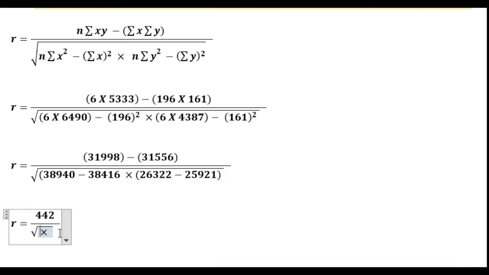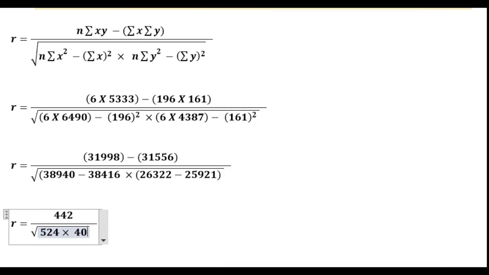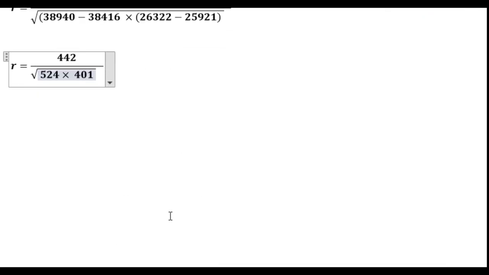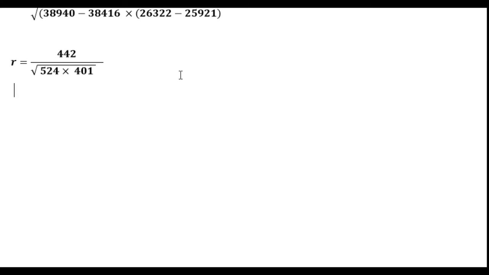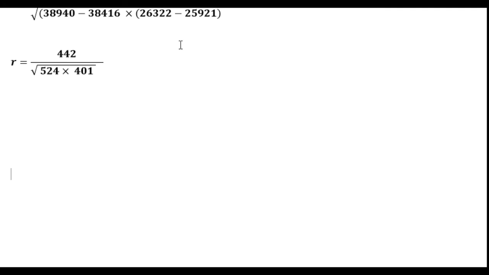Okay, 524 into 26,322 minus 25,921, which is equal to 401. Okay, 401. Next, I'll copy this and put it down here, just to show how to go step by step.